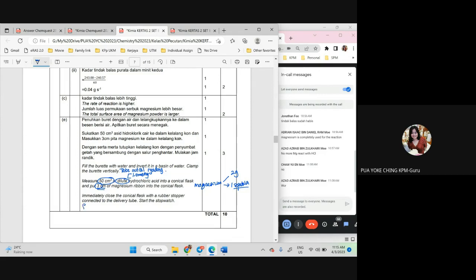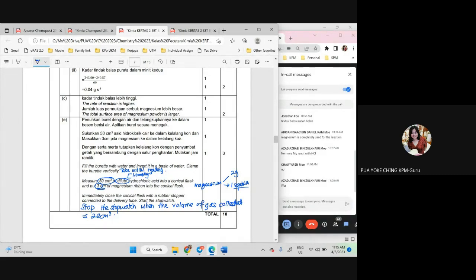Okay, stop the stopwatch when the volume of gas collected is 20 cm³. Okay, when the volume of gas collected is 20 cm³, then you stop the stopwatch. Then you dapatlah time taken to collect 20 cm³ gas.